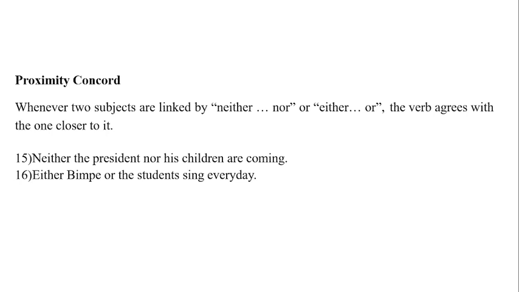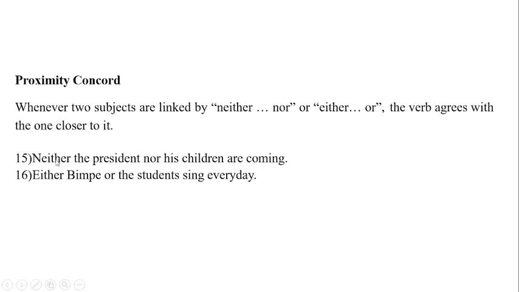The next rule is the proximity concord. The proximity concord simply means closeness. Whenever two subjects are linked by neither, nor, or either, or, the verb agrees with the one closer to it. Simply put, neither, nor, or either, or are used to bring together two subjects.